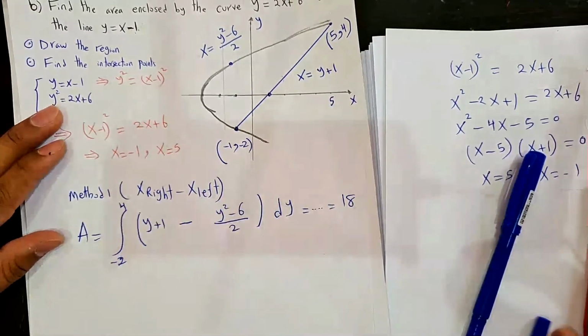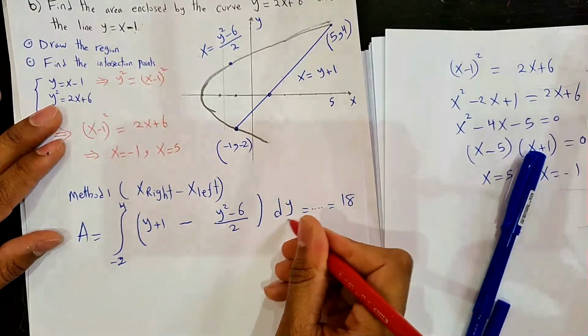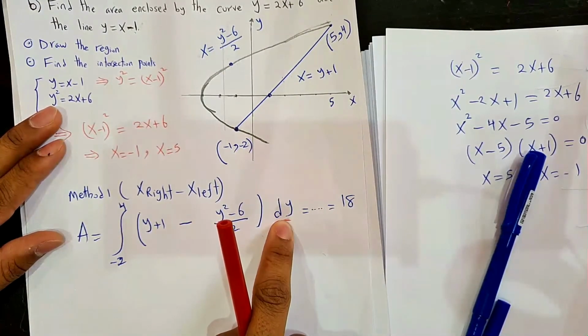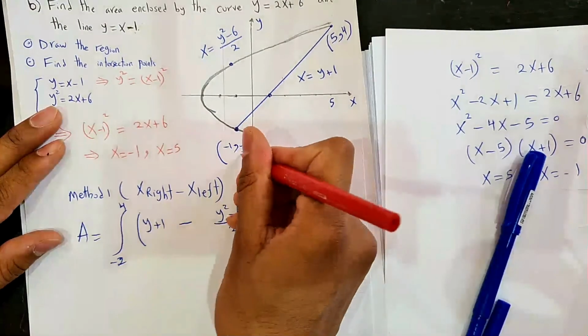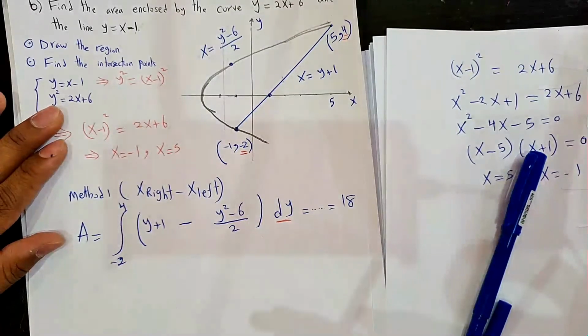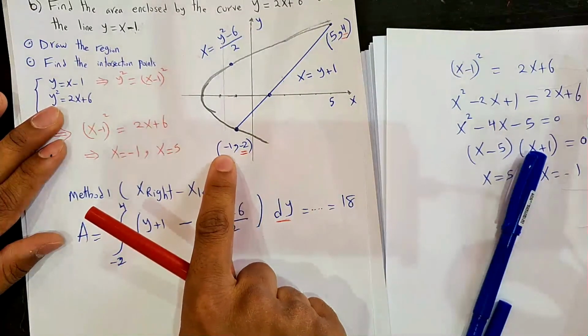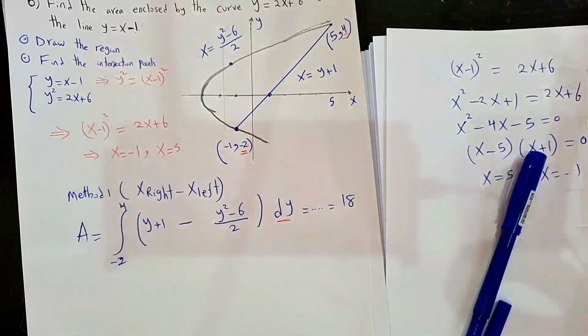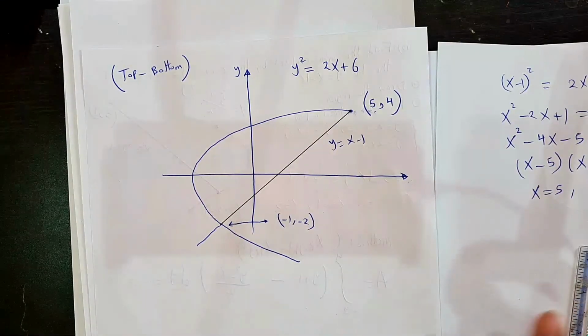I repeat myself for the third time. See here, when we say dy, then please read the values on the y-axis. So what are the y values here? It is minus 2 and this is 4. If you integrate top minus bottom, for sure you need to read the x values, minus 1 and 5. Is this clear? Now let us see the other method, which is top minus bottom.